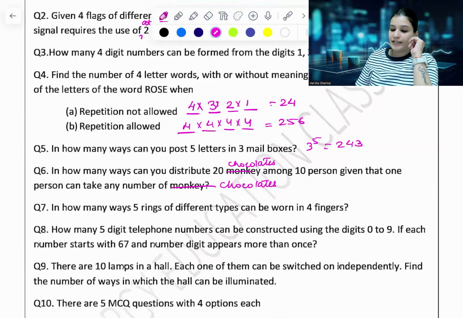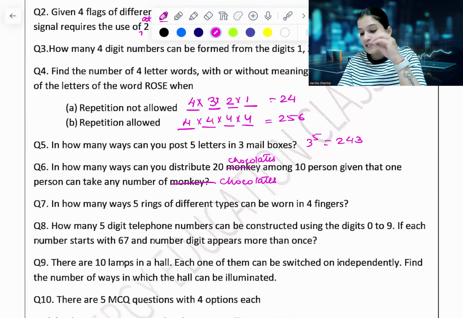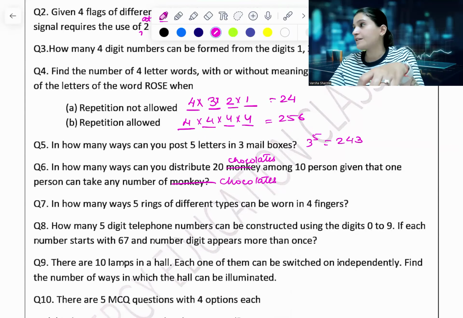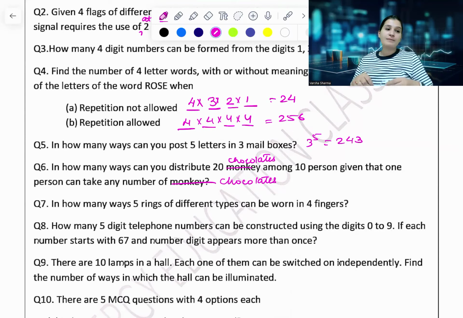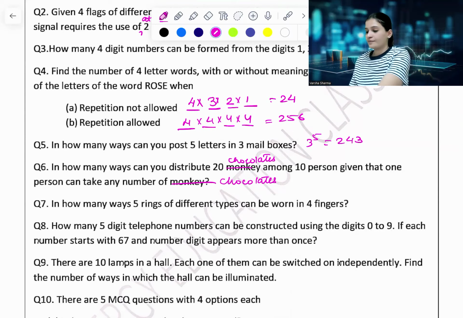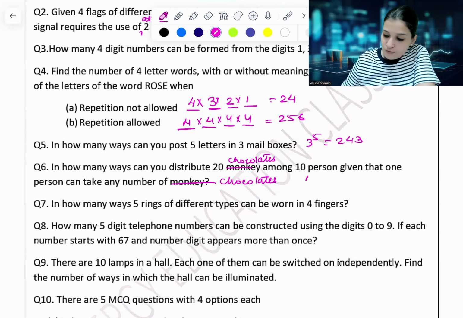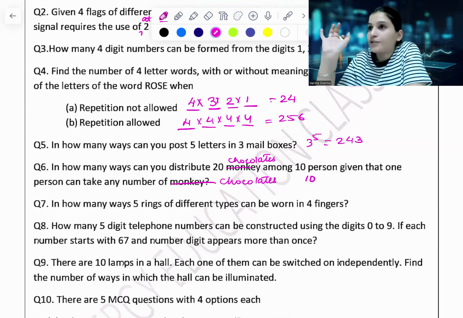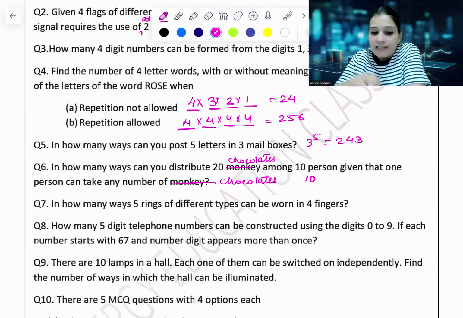Question number 6. In how many ways can you distribute 20 chocolates among 10 persons, given that one person can take any number of chocolates? So if I'm distributing the first chocolate, how many people are there to take it? 10 people. One of the persons takes that chocolate, but he doesn't go away. He's still sitting there to take the second one. He can take all also.